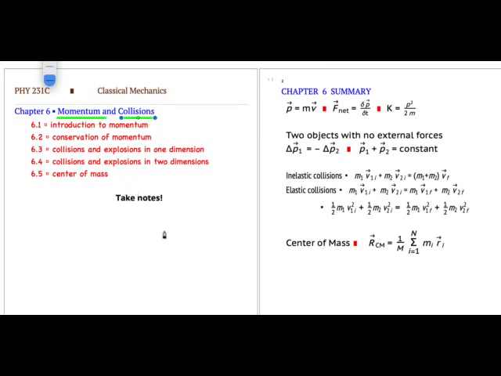So take notes, and this will be an introduction to chapter 6. So let's start with a summary. So these are the equations that you'll find in chapter 6 that you'll need to understand. First of all, there's the definition of momentum. Momentum is mass multiplied by velocity.